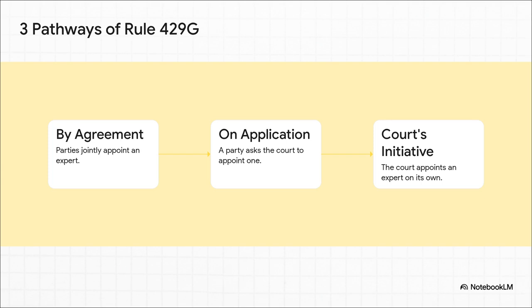Subrule 1 is all about appointing an expert by agreement. Subrule 2 is what you do when you can't agree and you have to apply to the court. And Subrule 3, well, that's when the court just decides to do it on its own. Let's dig into each one.